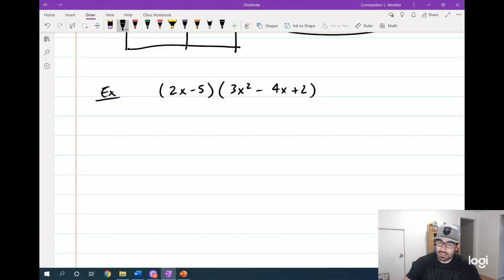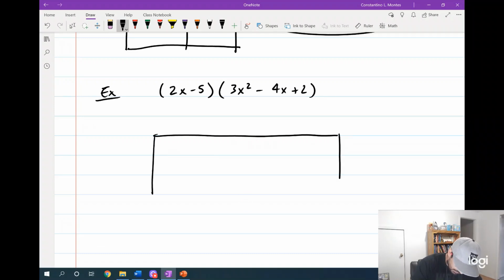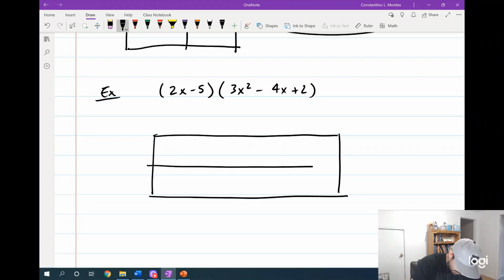So back to this. So we have a couple of things going on. We have two pieces here, and then 1, 2, 3 pieces here. So instead of a 2 by 2 box, I'm actually going to have a 2 by 3 box, or a 3 by 2. It really doesn't matter how I write it out, but I like to go long ways. Let's go this way. And I'm going to split it down the middle. So that's 2. So this will take care of my 2x minus 5. So that'll be 2x and negative 5.